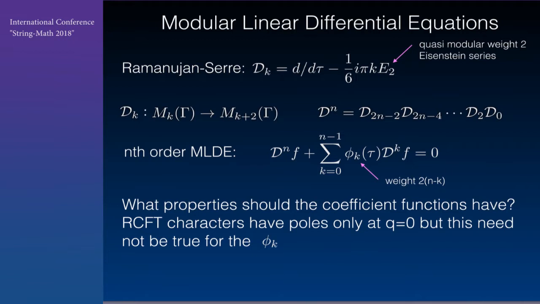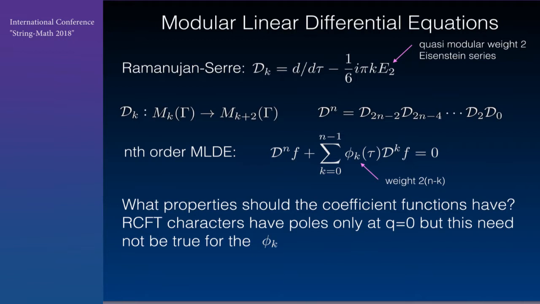So these modular linear differential equations start by noting that there's this Ramanujan-Serre derivative, which involves taking d by d tau and then acting on a weight k modular form, the quasi-modular Eisenstein series E2. This changes the weight of a modular form by 2. So if we start acting on something with weight 0, which is true for a character of a rational conformal field theory, and we iterate this, then D^n acting on f gives us a weight 2n modular form.